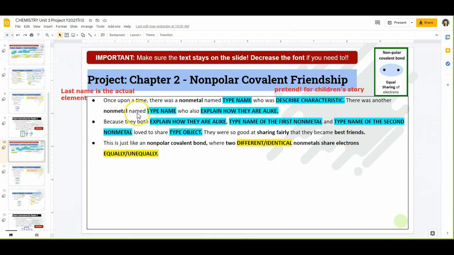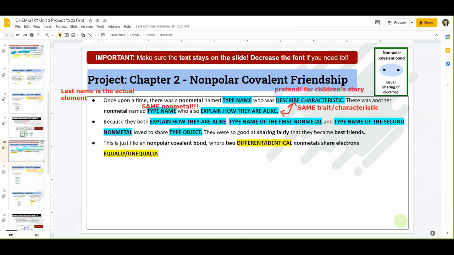There was another nonmetal named blank, so first name unique, last name should be the same element. Again, this is the same nonmetal. Make sure you don't use your metal, make sure you use your nonmetal. Who also, and explain how they're alike. Again, right here, they should both have the same characteristic, the same trait, love of chocolate in my example.